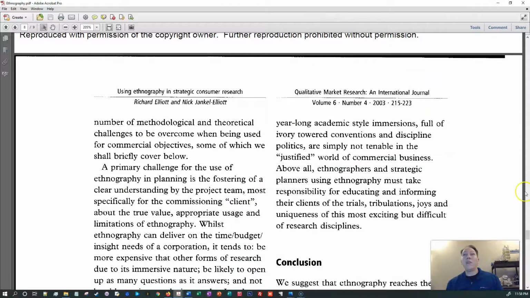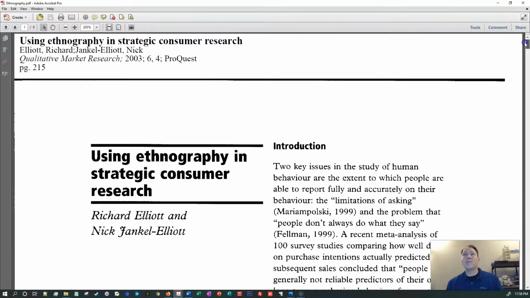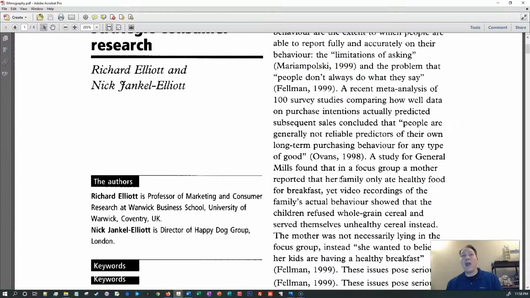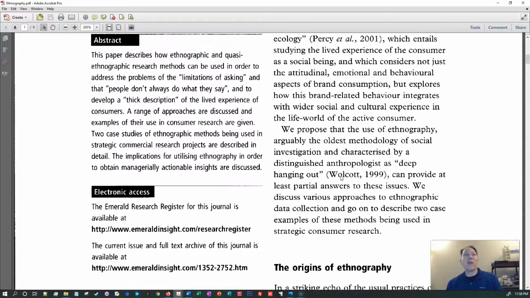Then we get to this other article called Using Ethnography in Strategic Consumer Research. This is another decent article that does a good job of providing a survey of what ethnographic research can do. It also talks about quasi-ethnographic research, which goes into a little bit more depth than our other two readings have at this point.